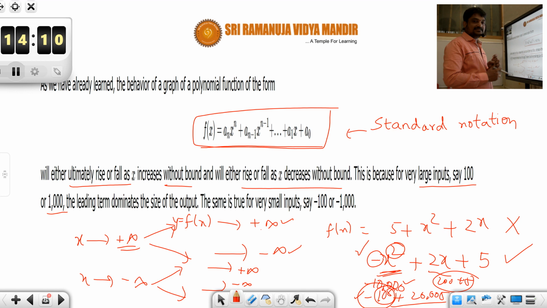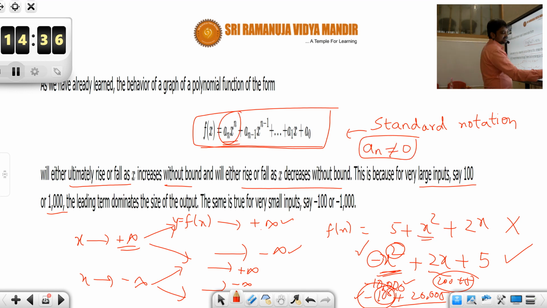See, in this case, a2 is not equal to 0. That is the reason this is of degree 2, because if the coefficient of x square is 0, then this would become a degree 1 polynomial. So if an is not equal to 0, then this is a polynomial of degree n. Now for an nth degree polynomial, to determine the end behavior, you need to look at the sign of an.